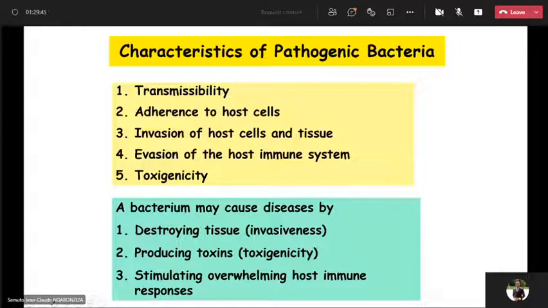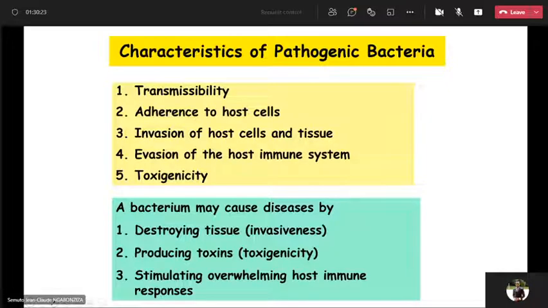So there are three ways that bacteria cause disease. One is by destroying the tissue by themselves, by dividing, by reproducing. They produce byproducts, including enzymes and toxins, and they can really destroy the tissue. Or by just multiplying on the tissue, they can destroy it. They can also produce toxin, and this toxin may be the cause of disease: toxigenicity.